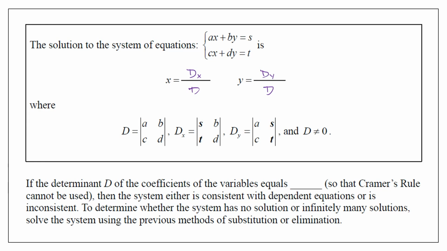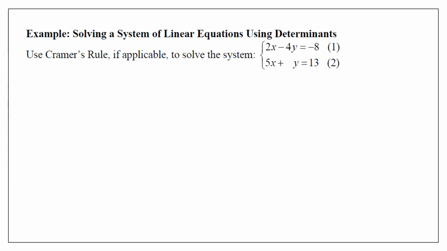If the determinant D of the coefficients of the variables equals 0, then Cramer's rule cannot be used, and the system either is consistent with dependent equations or is inconsistent. To determine whether the system has no solution or infinitely many solutions, we'll solve the system using previous methods of substitution or elimination. In our example here, we're asked to use Cramer's rule, if applicable, to solve the system.